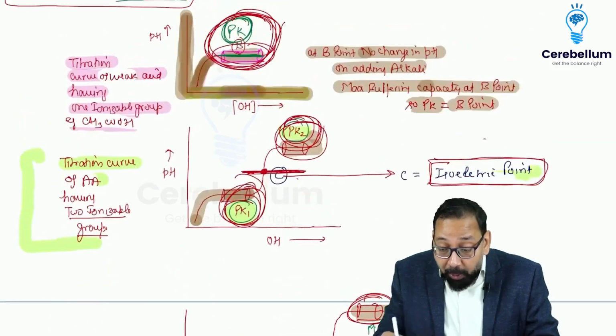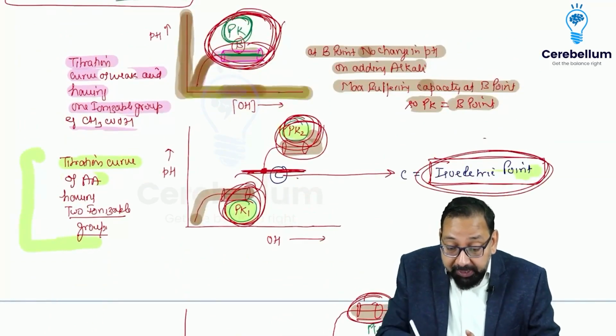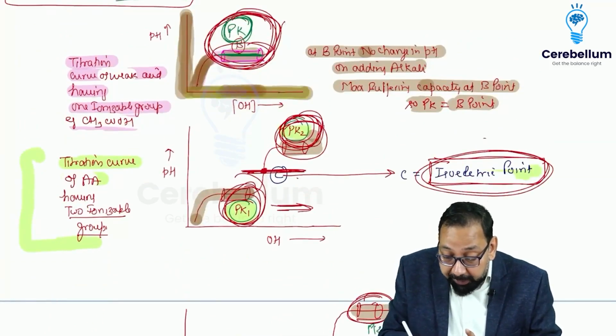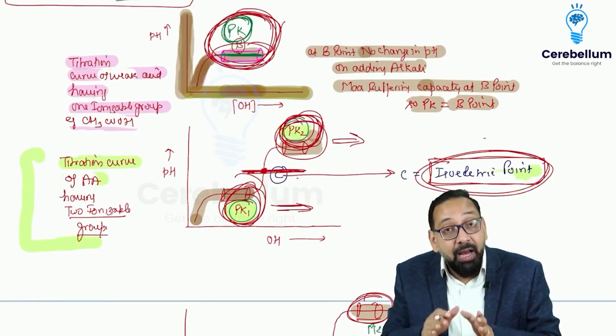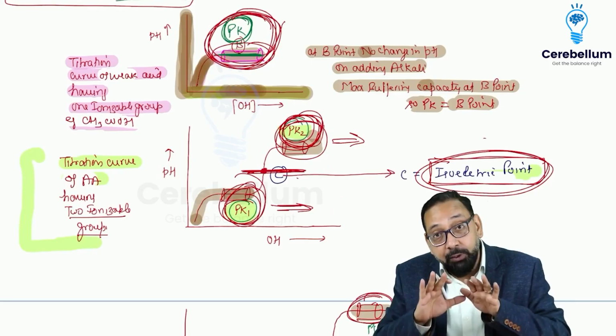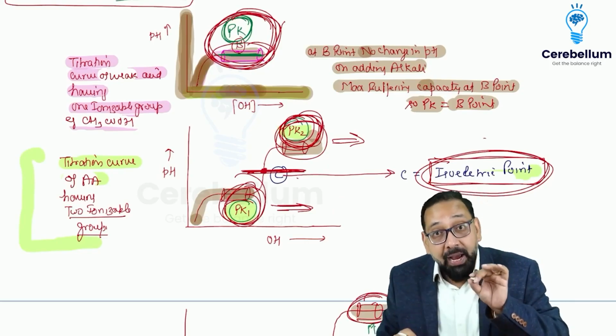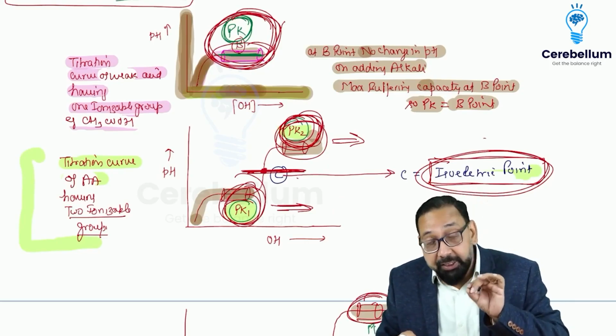If they ask what the isoelectric point is, you will take the average of pK1 and pK2 and tell them this is the isoelectric point. And you can tell how many ionizable groups are there in this titration curve.